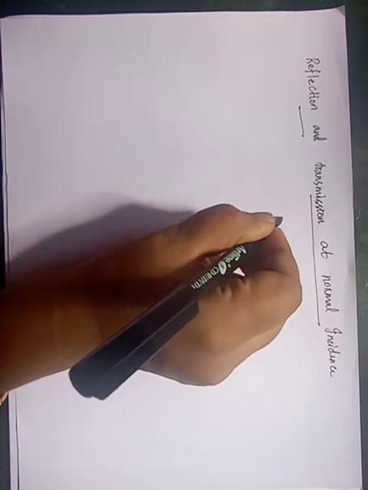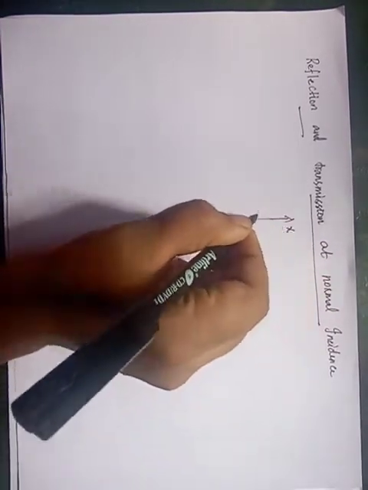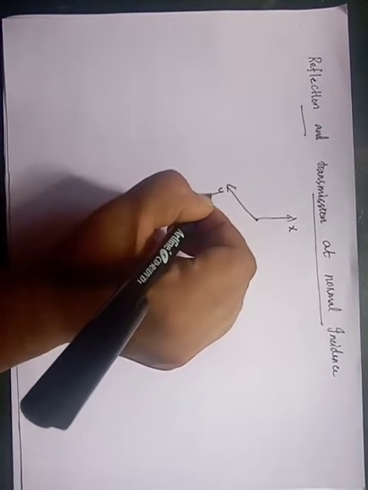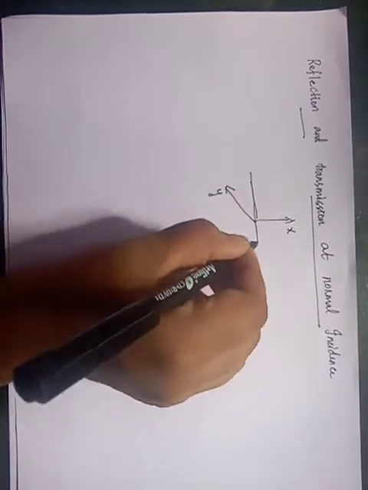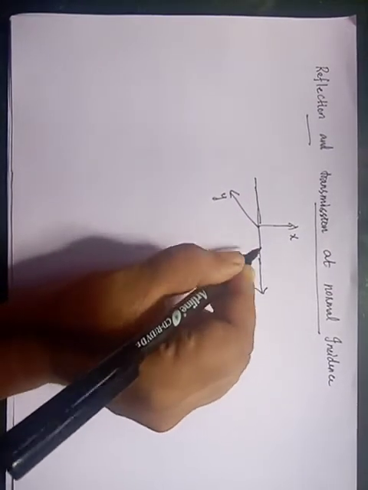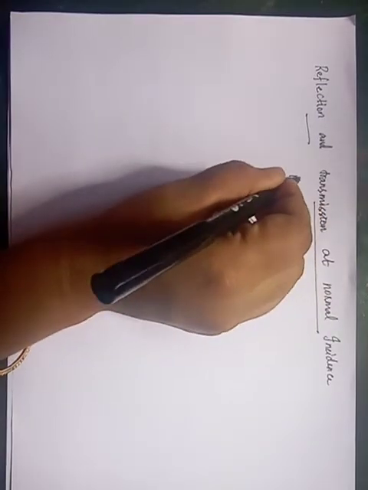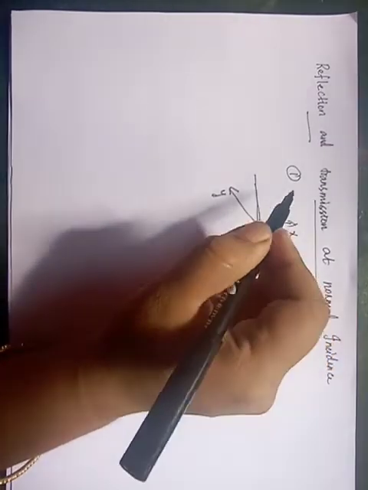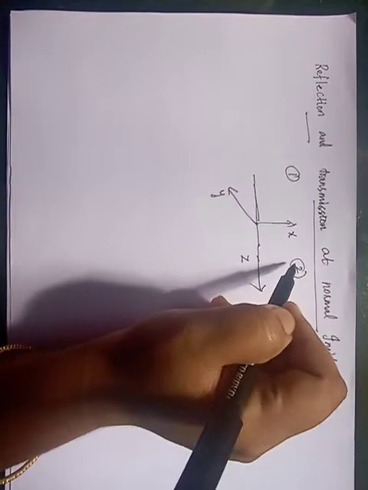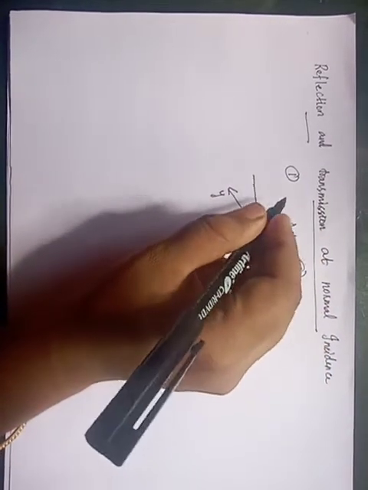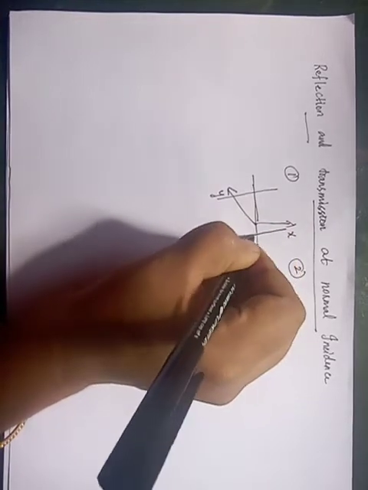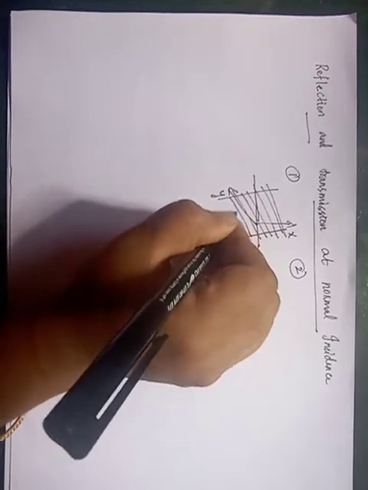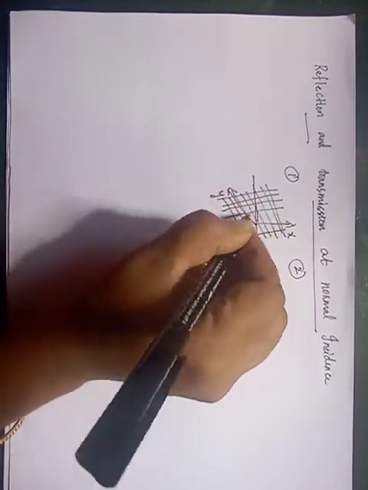So this is the x-axis, this is the y-axis, and this is the z-axis. So x, y and z axes, this is medium 1 and this is medium 2. Here this xy plane forms the boundary between these two linear media, medium 1 and medium 2. So now I am going to draw the boundary, that is this xy plane. It forms the boundary between the two linear media, medium 1 and medium 2.